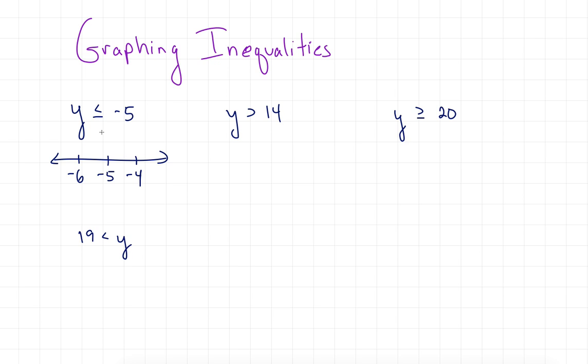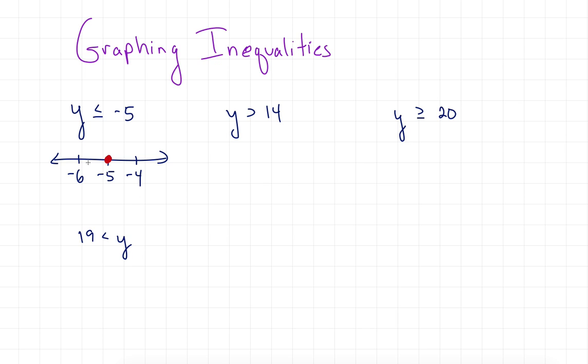So in other words, y could be -5. So what we're going to do is draw a dot here, but we're going to fill it in. The fact that we fill it in indicates that y could equal -5. It could be -5.